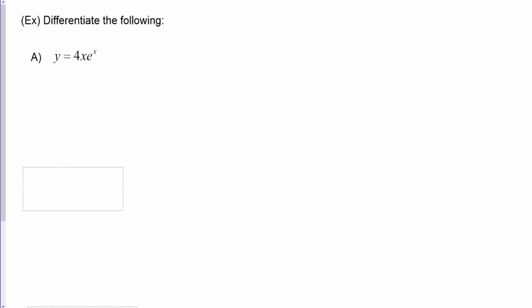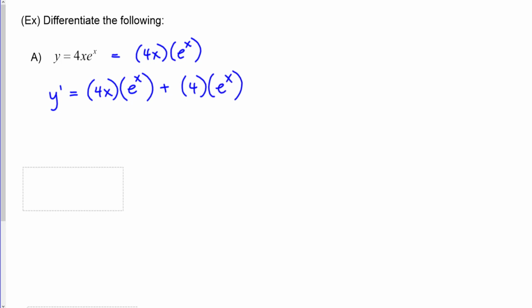So what I will do is say 4x is my first function that's being multiplied, e to the x is the second. So the derivative is going to be the first function times the derivative of the second, e to the x is its own derivative, plus the derivative of the first times the second. So that completes the product rule. At this point, any sort of simplification that your teacher wants you to do, go ahead and do that. It looks here like we could definitely factor out 4e to the x from each term, which would leave me x plus 1. And that's about as simple as we can get it.